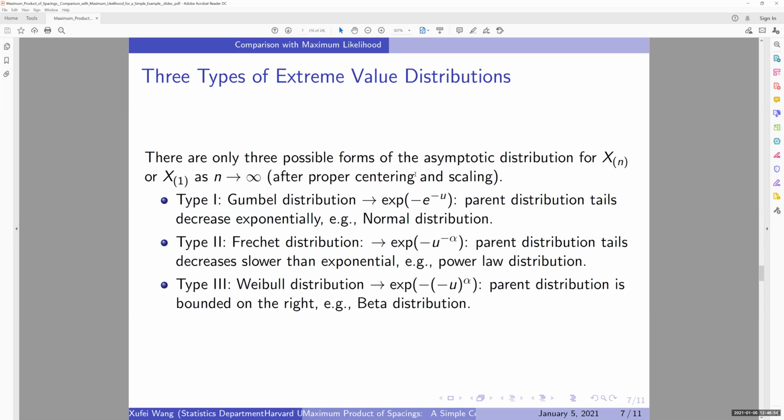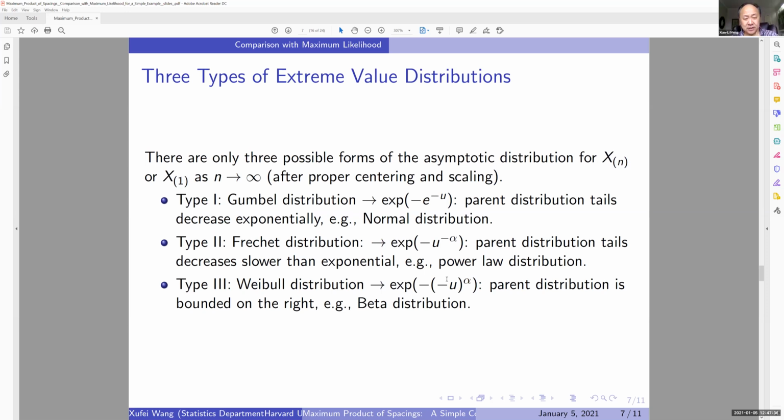And type 3 will follow the Weibull distribution, which is when the parent distribution is actually bounded on the right, like what we have in our example. If the parent distribution is a uniform distribution, then the maximum or the minimum of them will follow the Weibull distribution, which looks like the exponential of minus u to the power alpha or something like this. This is something I find quite interesting and quite different from the normal distribution asymptotics we always use.